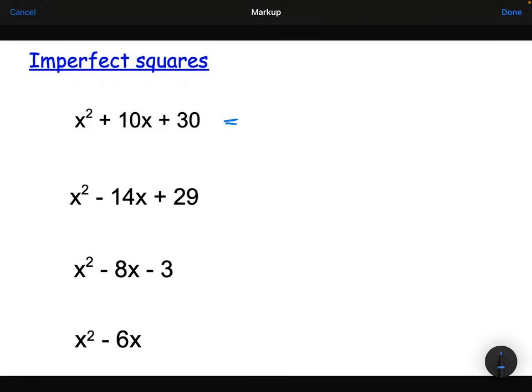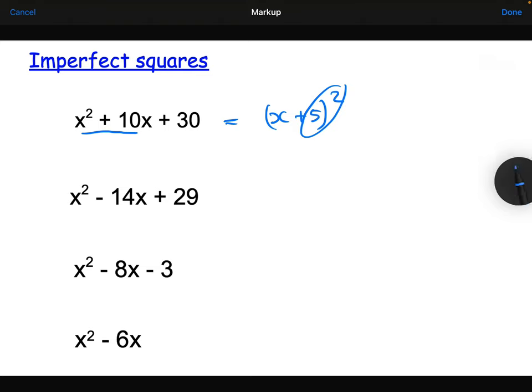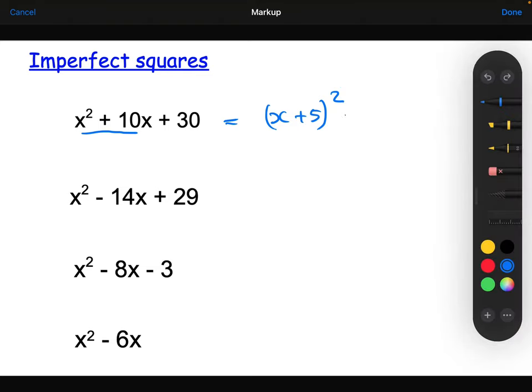Next, the perfect square that goes along with x squared plus 10x is x plus 5. But that would give me a 25 when I do the 5 squared, and I don't want 25. So I'm going to subtract that. I do want to have a plus 30. The minus 25 plus 30 is 5.